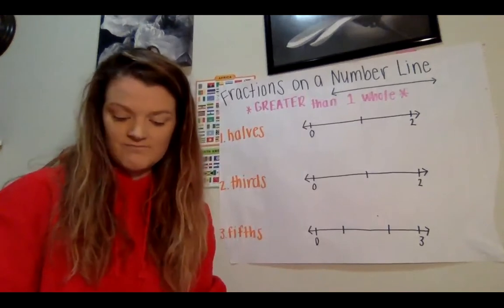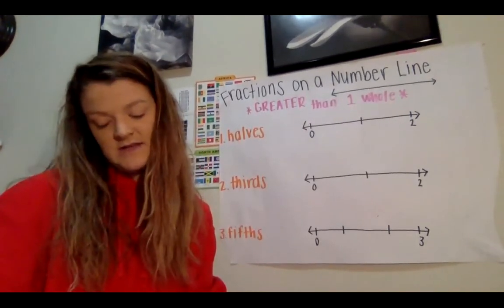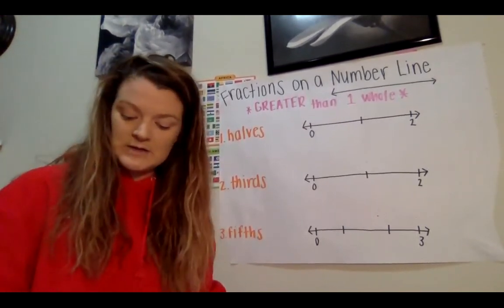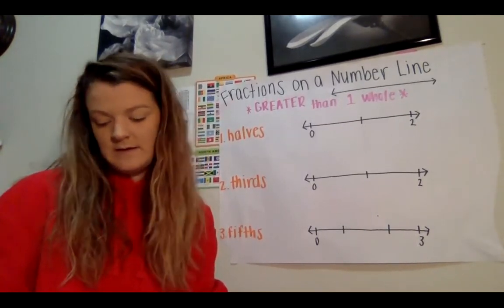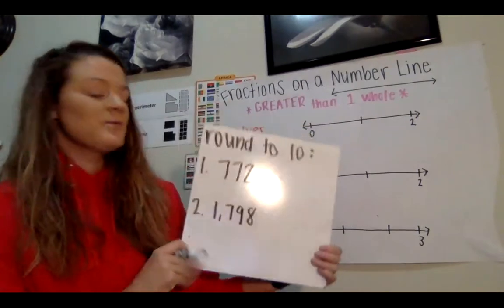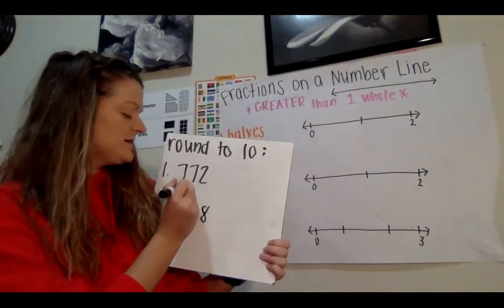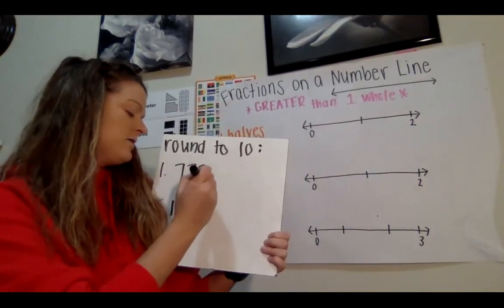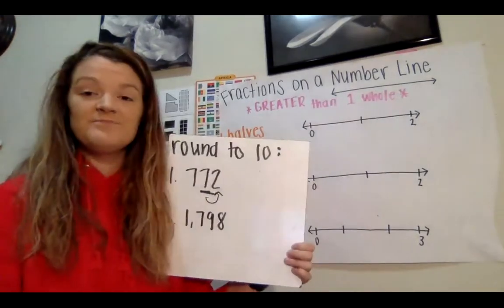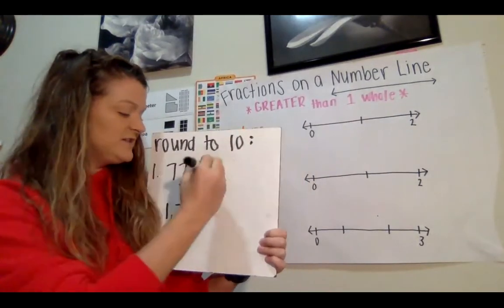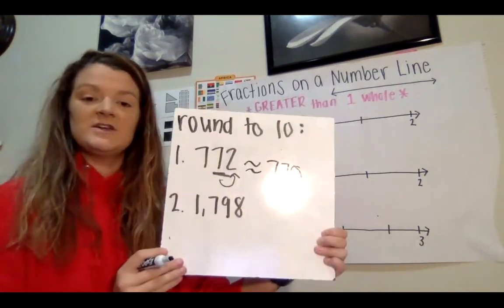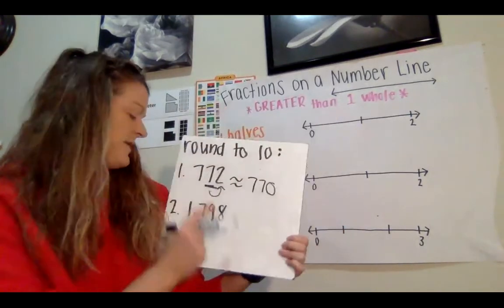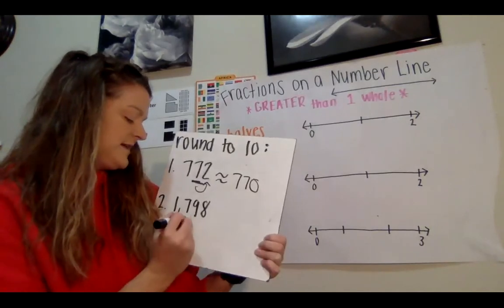Let's do 772 and 1,798. All right, here we go. Rounding to the nearest 10. Let's first underline our tens digit. Go next door. What does that 2 tell me to do? Let it rest. So the 7 is going to rest, stay at a 7. So 770.